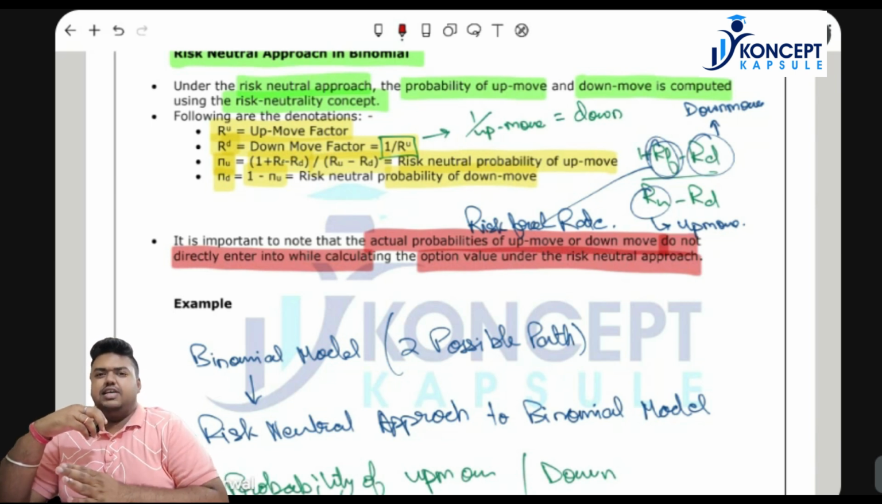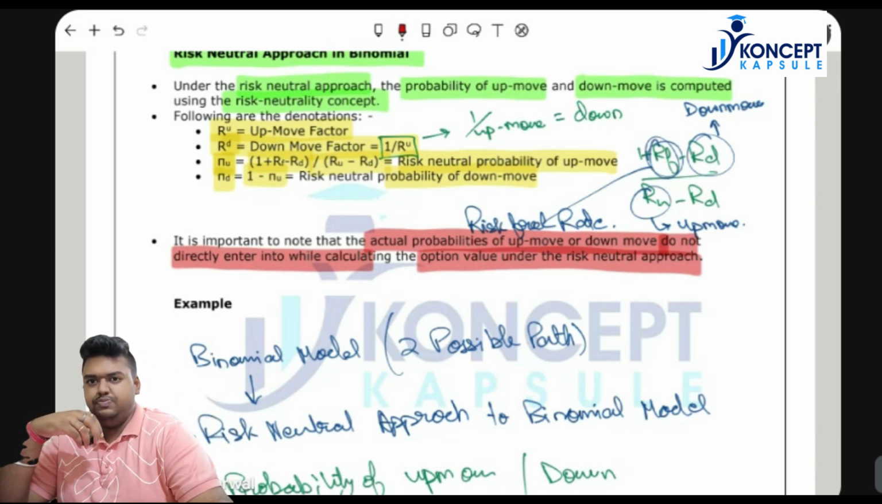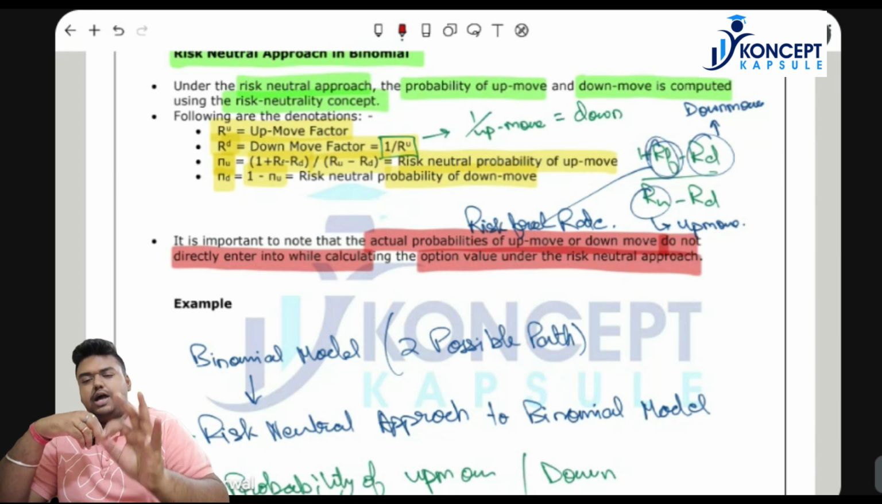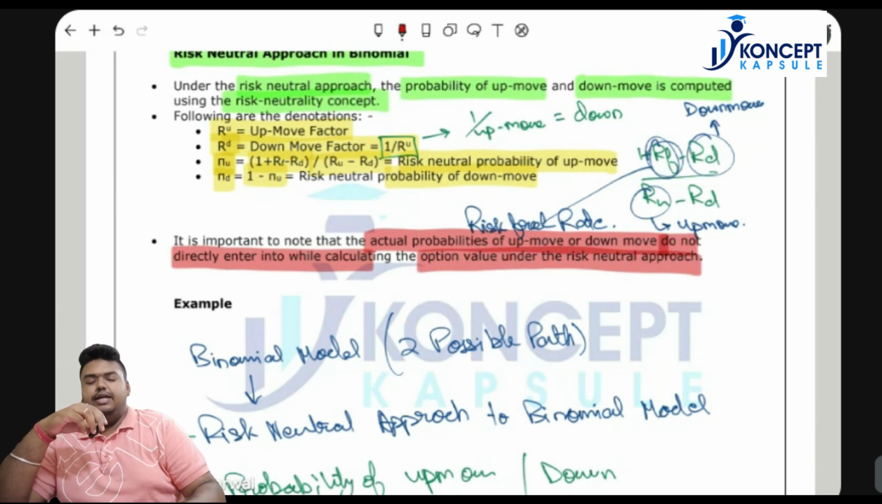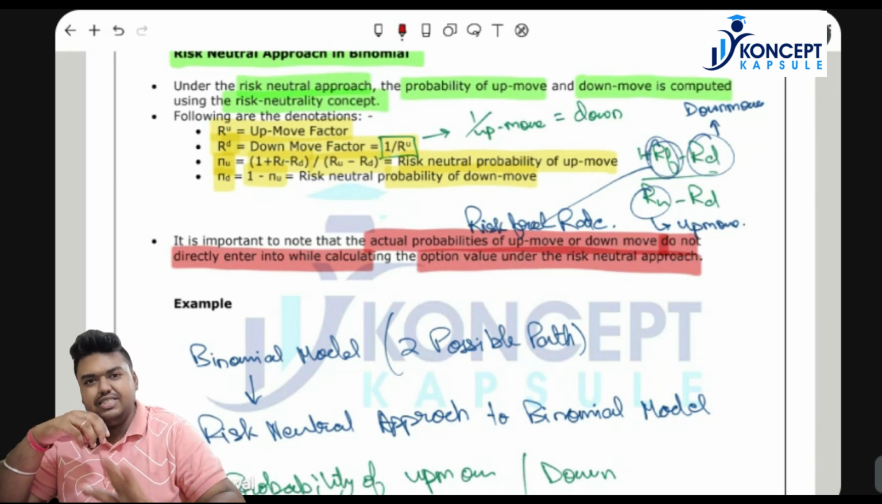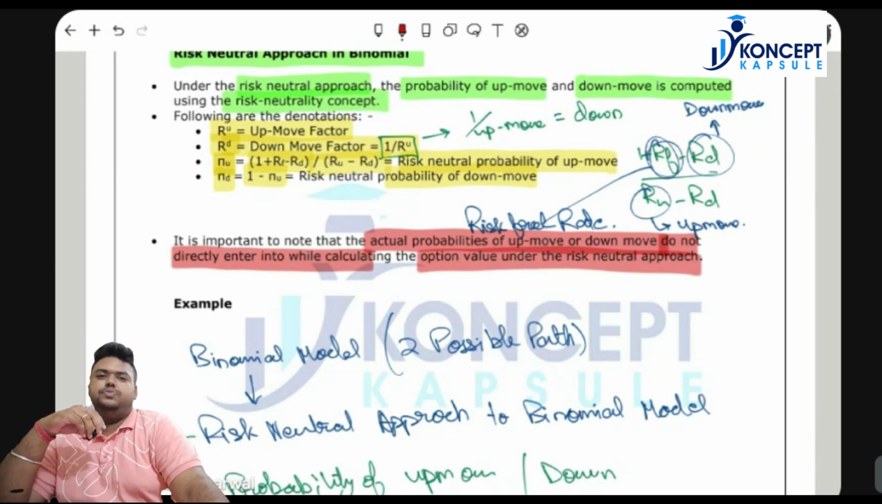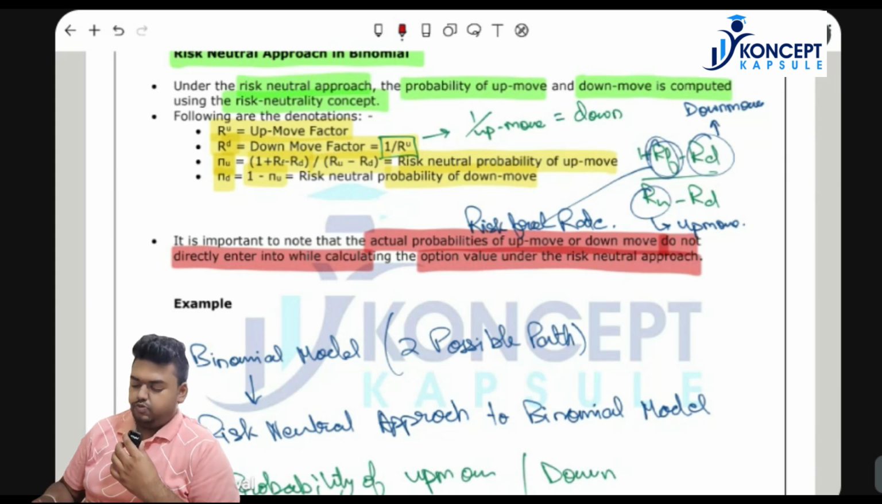But anywhere are we discussing what can be the actual probability in which the stock will move up and the stock will move down? Are we talking about actuals or are we talking about factors? Guys, if you look at it thoroughly, in our entire discussion till now, we are not discussing actual probabilities. That is only clarified by this line: in the entire risk neutral approach, we are not bothered with the actual probabilities of up move and down move.